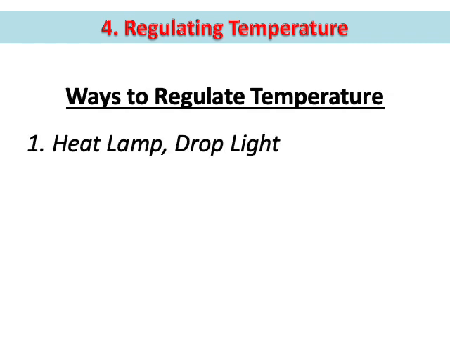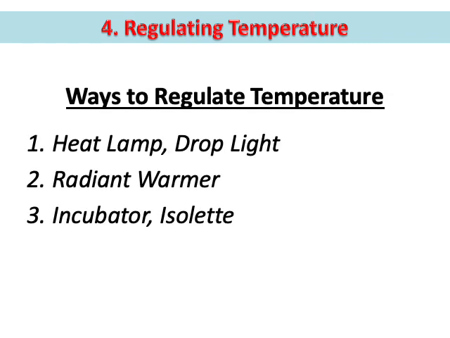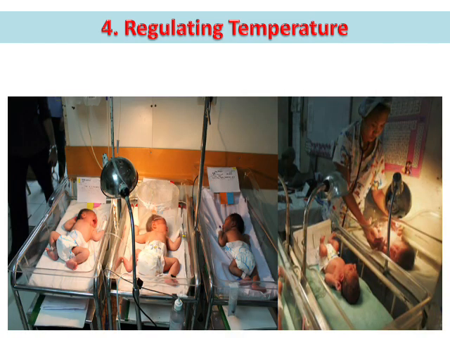These are some of the ways to regulate temperature. Heat lamp or drop light is one of the easiest ways to regulate temperature. Although it is easy to use, it is not the most accurate one because we do not know how hot the lamp or the bulb emits. That is why for very small newborns, we do not usually recommend using heat lamp or drop light.